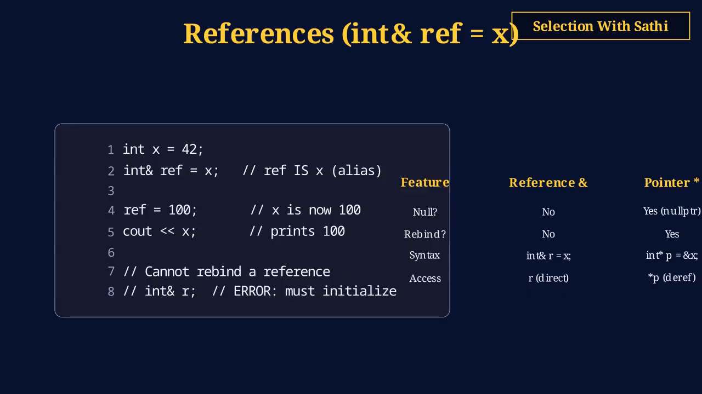The most common use is in function parameters for pass-by-reference. For example, void swap(int &a, int &b). This lets the function modify the caller's variables without using pointers.